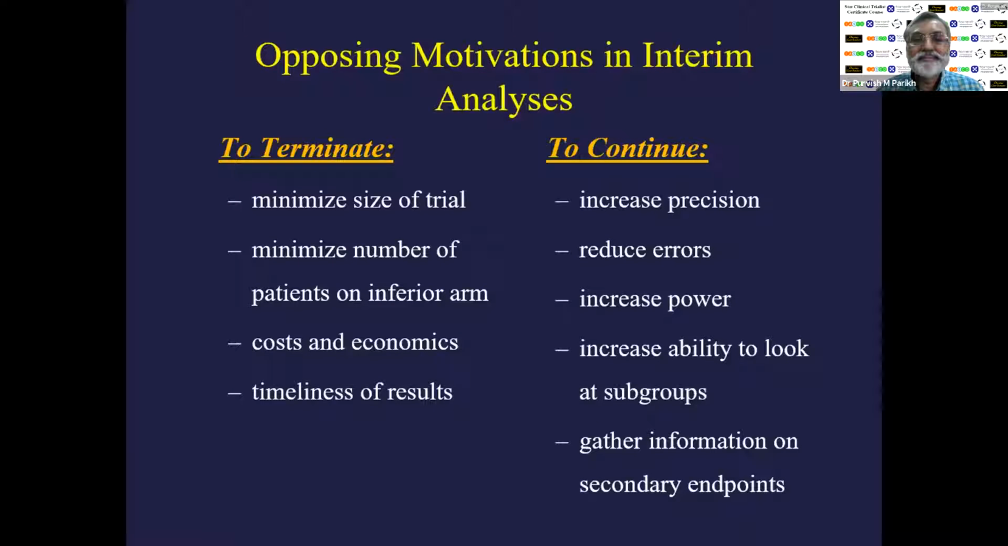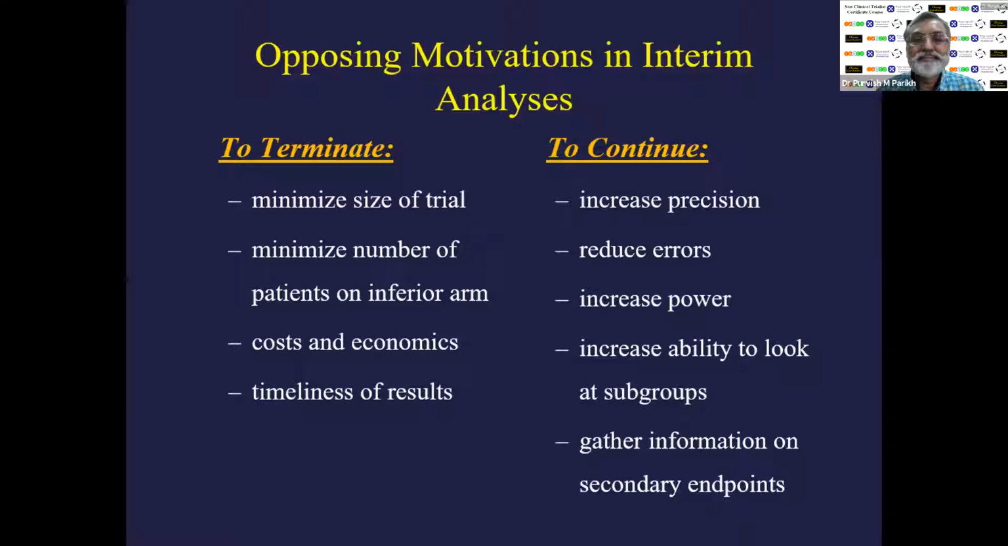At the time of interim analysis, there are several motivations to terminate the trial and others to continue the trial. Termination can be useful because it can minimize the size of a trial, minimize the number of patients who are on a potentially inferior arm. It can control the cost and economics of a trial. And of course, the results can be communicated in a timely manner.